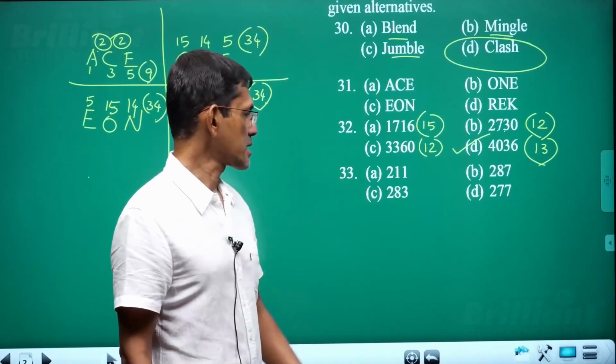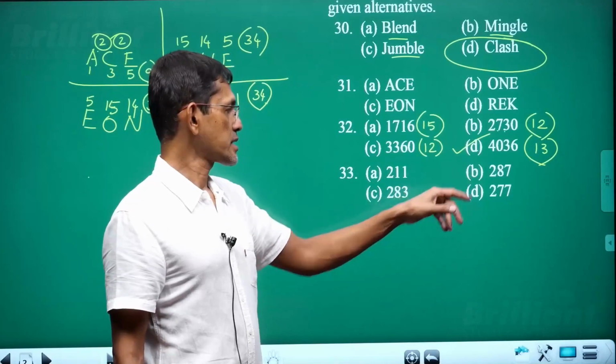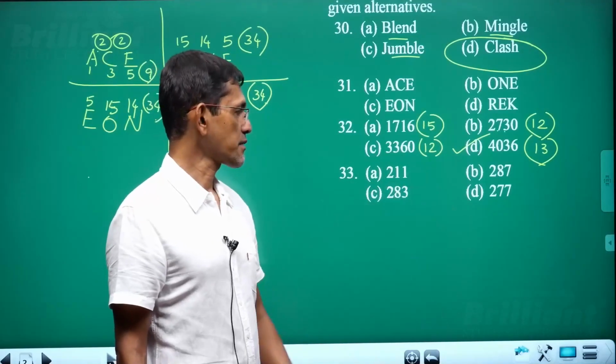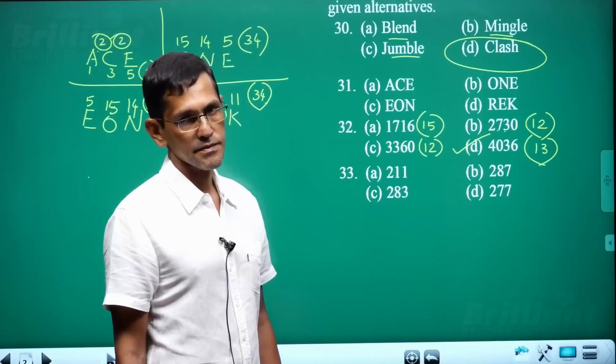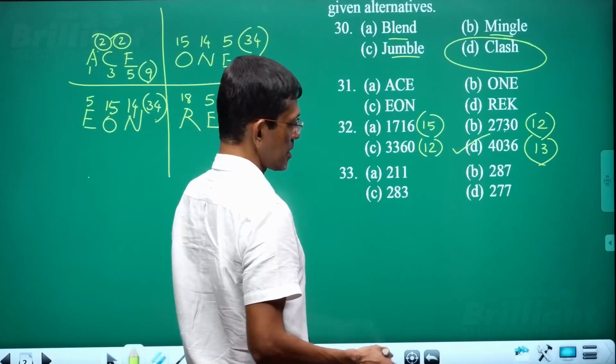So number 30: 211, 287, 283, and 277. So what is the answer? Think of it. These are all odd numbers, right?